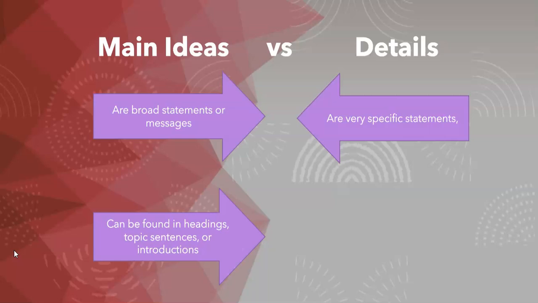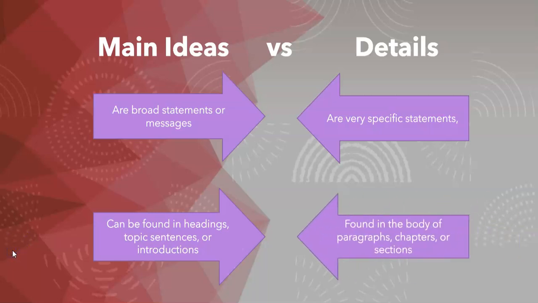Main ideas can be found in headings, topic sentences, or introductions, whether that introduction is at the beginning of a section, the beginning of a chapter, or the beginning of any story or text. Whereas details are found in the bodies of paragraphs, chapters, or sections. They're found in the middle of those things. And so it is very important, boys and girls, children of all ages, mostly in the 4th grade, that we understand the difference between a main idea and a detail.